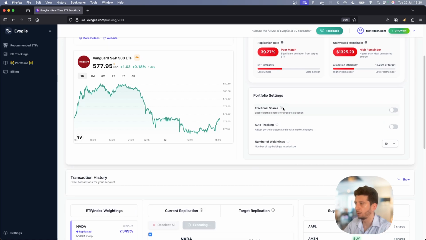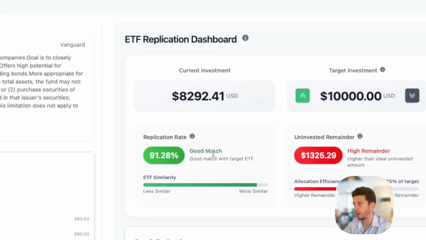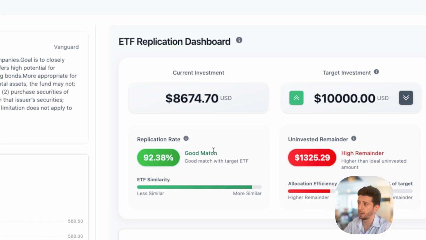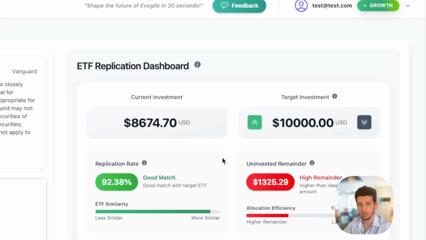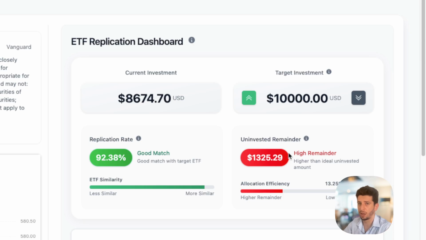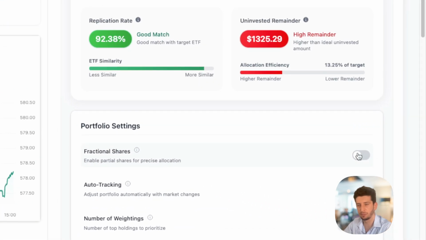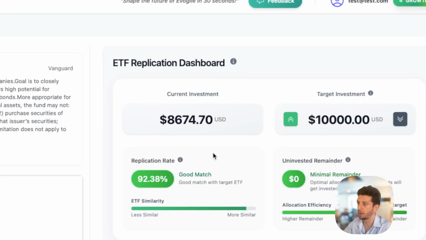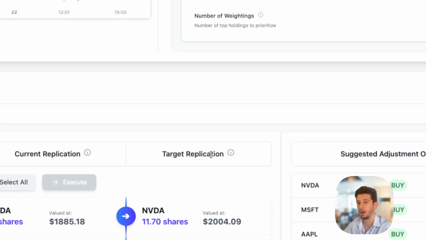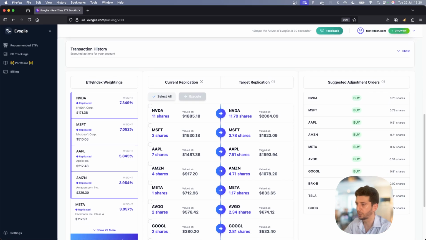I'll execute all of those trades and you can see here our replication rate goes up as well as our current investments. Because we're using integer shares, we have a pretty big investment remainder. If we were to use fractional shares, we can change that easily by toggling fractional shares, and we'll see how our portfolio adjusts. Our target allocation now includes fractional shares, as well as our suggested adjustment orders. We can buy or sell shares in order to accommodate the new simulation the algorithm provides us in order to better mimic that ETF.